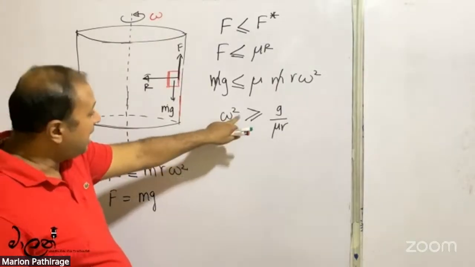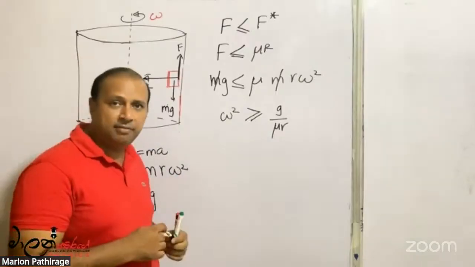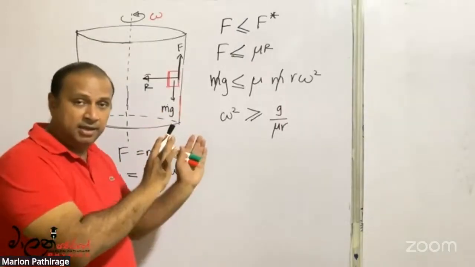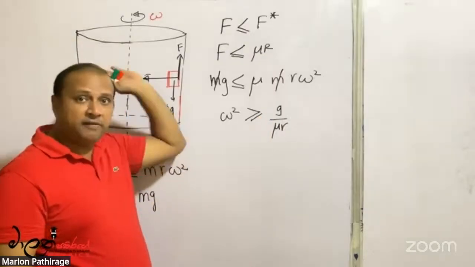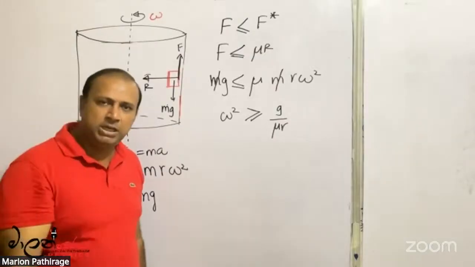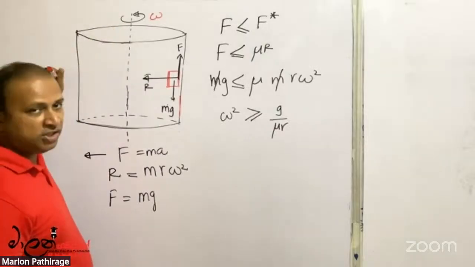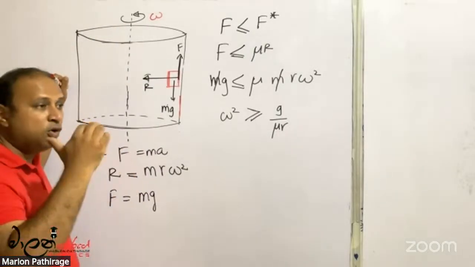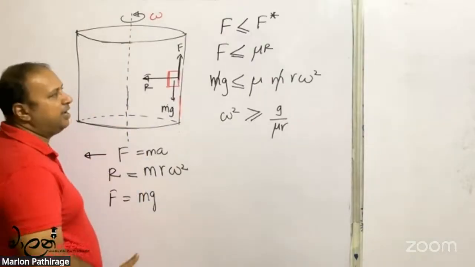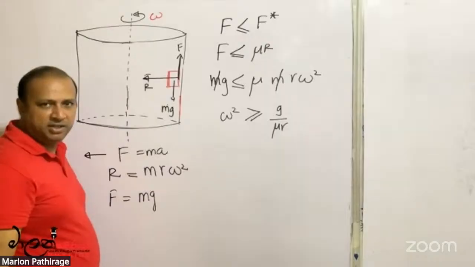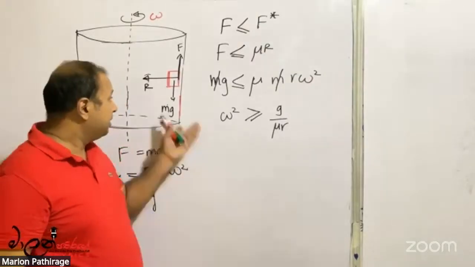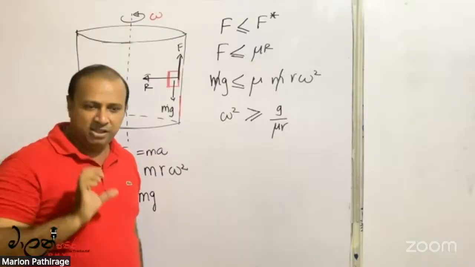Omega square is equal to or higher than g over mu r. Equal or higher than means there is a minimum omega value. That means there should be a minimum omega for this cylindrical vessel to avoid sliding down of this object. Otherwise, this object cannot be in equilibrium at this position, because there is no other way to hold it up.